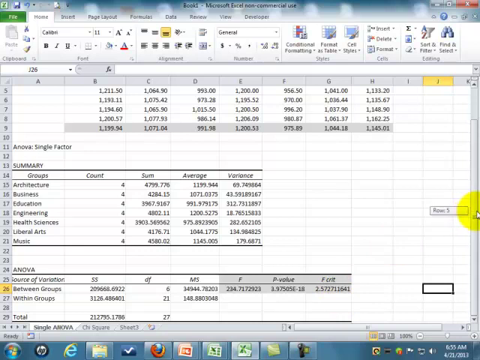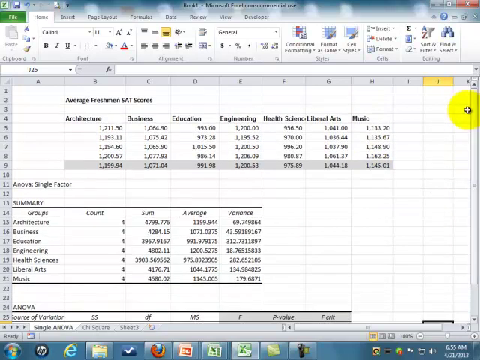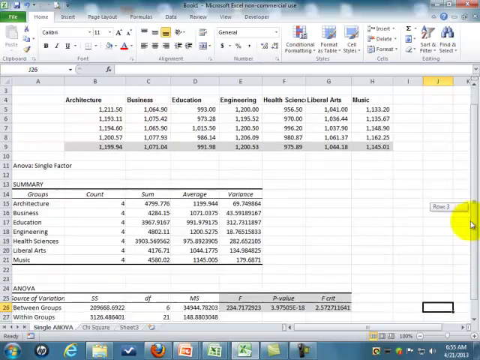So we can reject the null hypothesis that there is no difference amongst these. And we've proven with the ANOVA, in other words, you'd use the ANOVA when you've got multiple things you're trying to compare, that yes, there is a statistical difference between the SAT scores of the engineering school students and the health sciences students. So the ANOVA we're going to use when we have more than two variables that we're trying to compare.